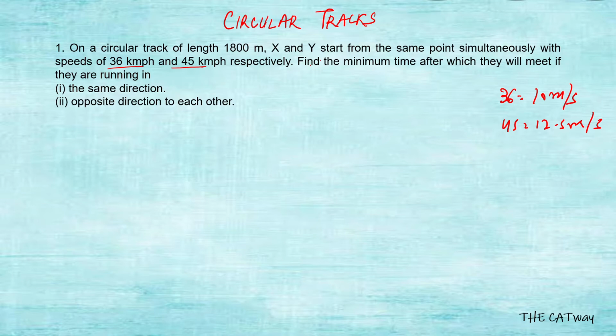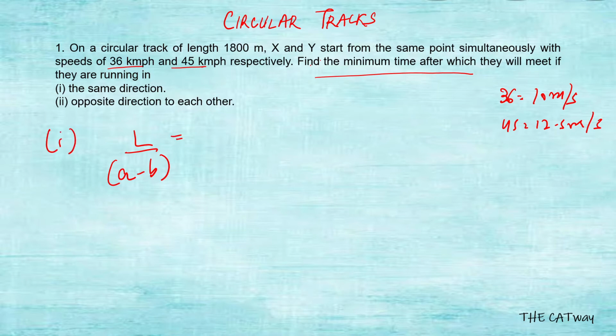Find the minimum time after which they will meet if they are running in the same direction. So the minimum time after they meet means we are talking about the first meet. For the first meet, we have the formula L divided by A minus B, because they are running in the same direction.